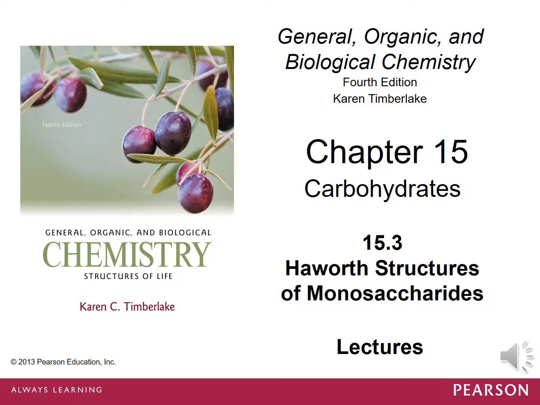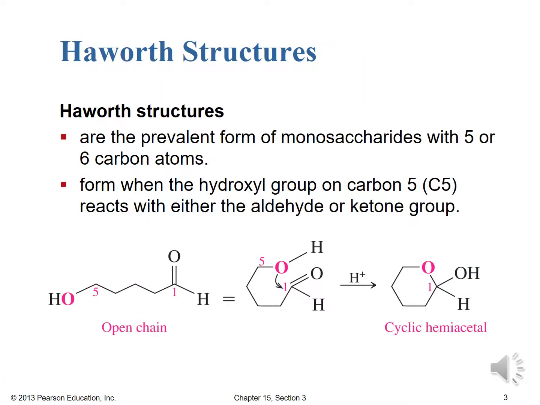In this third lecture on carbohydrates, as you can see, we're going to discuss Haworth structures of monosaccharides. So I don't think we've talked about those just yet. We may have shown them in the section on aldehydes and ketones last chapter, but let's take a look and see what these Haworth structures are all about. If you remember our discussion in the aldehyde and ketone chapter on hemiacetals or acetals, well, Haworth structures are the prevalent form of monosaccharides with 5 or 6 carbon atoms.